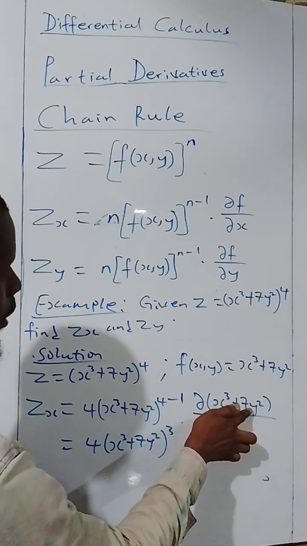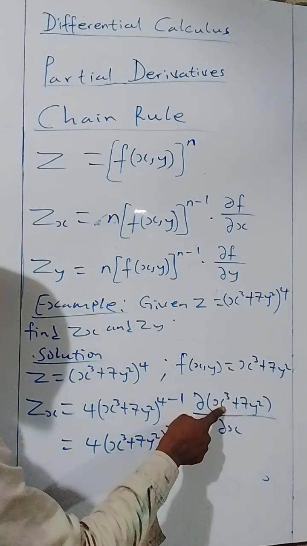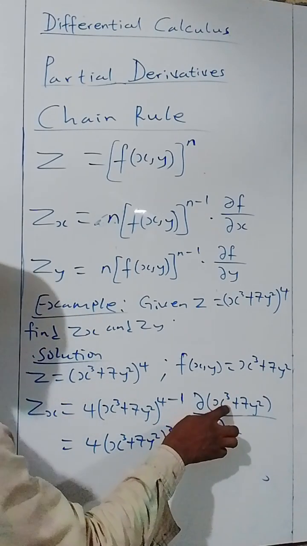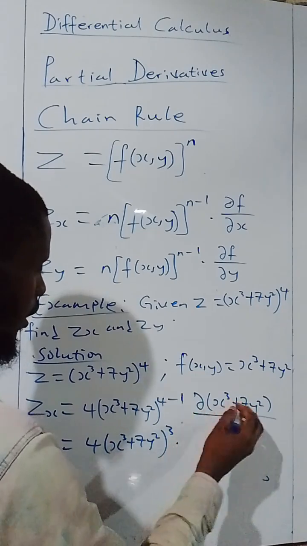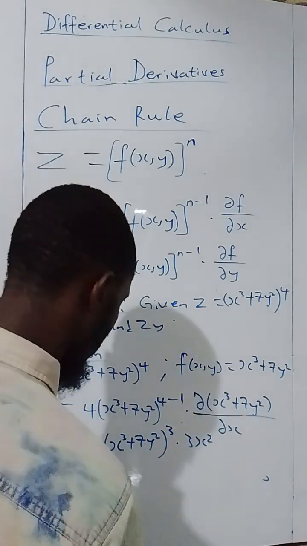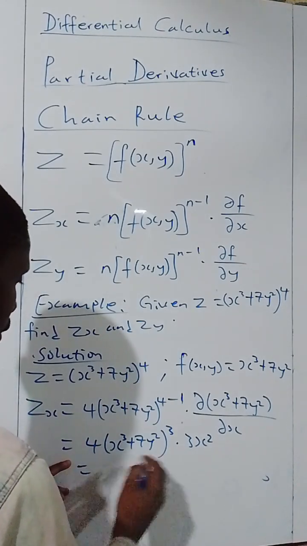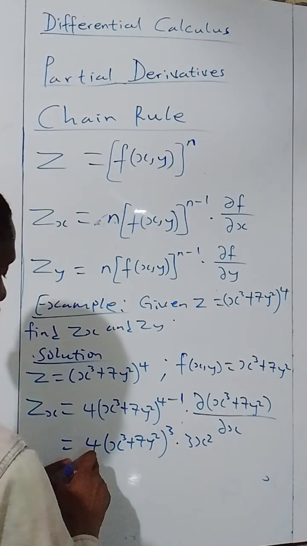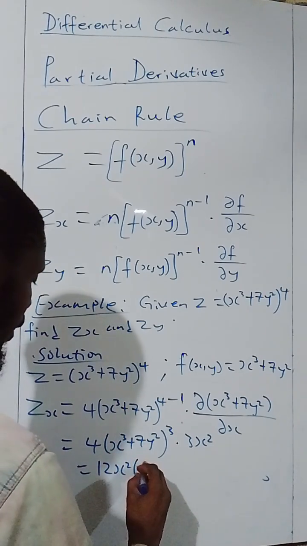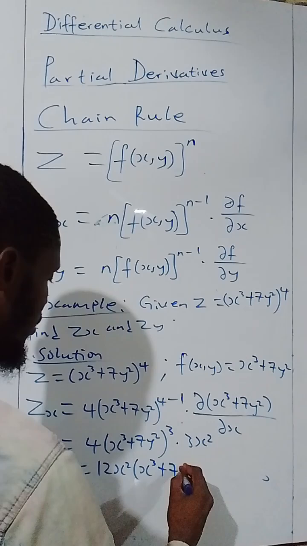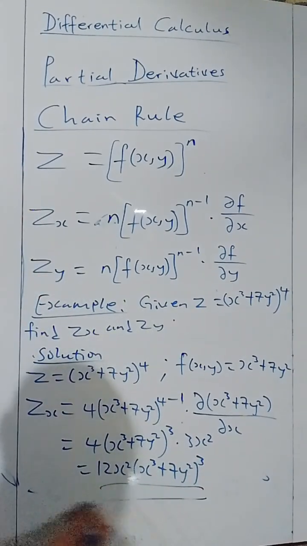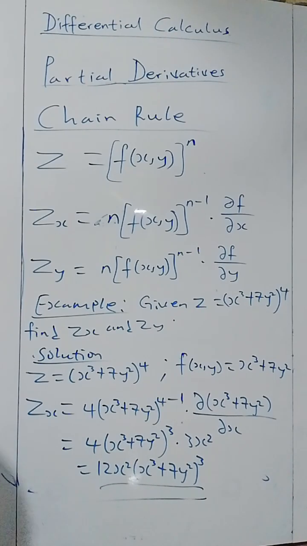Because 7y squared does not contain x, you ignore it, you only differentiate this part. Remember the additive function rule. So you differentiate x raised to the power 3, that gives 3x squared. This can be simplified further: you multiply 3x squared by 4, which gives 12x squared, times the bracket x raised to the power 3 plus 7y squared raised to the power 3. So this is the partial derivative of z with respect to x.